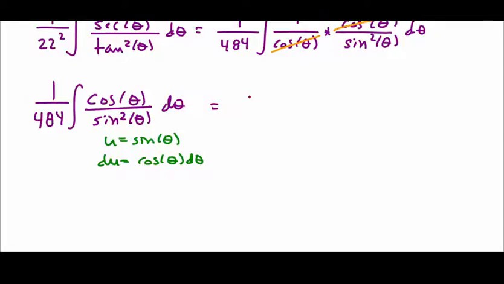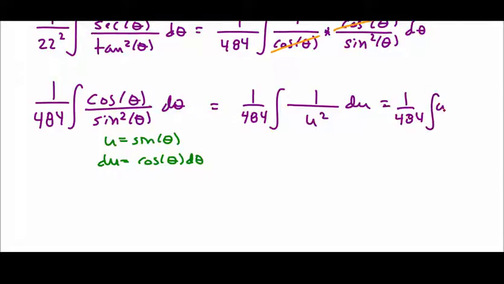So I have the 1 over 484 out front. Integral, cosine of theta d theta is equal to du. So cosine theta d theta is du. And then sine is u, so this is 1 over u squared du. And of course I'd flip that up top to integrate it. So this would be u to the negative 2 du.